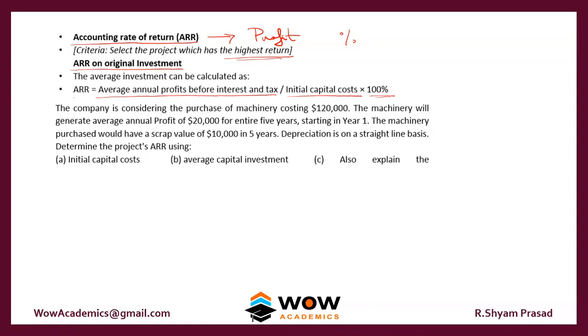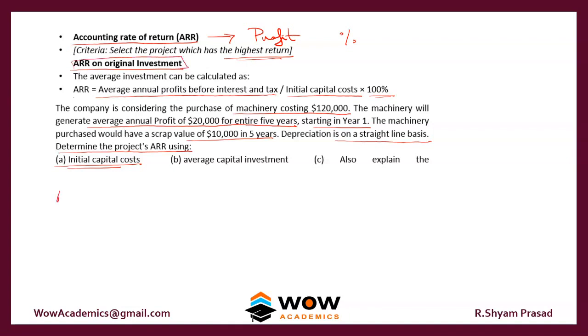So we'll start with the problem. The company is considering the purchase of a machinery costing 1,20,000. The machinery will generate an average annual profit of 20,000 for the entire 5 years, starting in year 1. The machinery purchased will have a scrap value of 10,000 in 5 years' time. Depreciation is on a straight line basis. Our job is to determine the ARR. First we'll do it with the initial capital cost method, or the ARR on original investment.